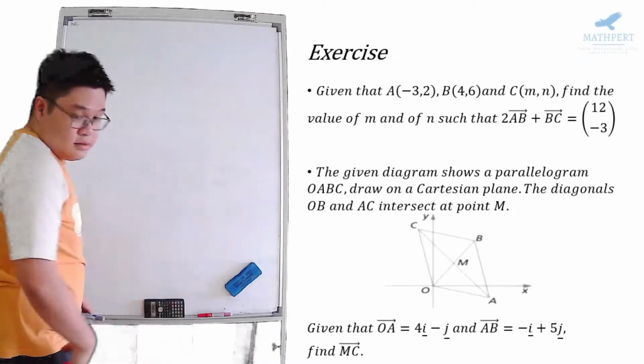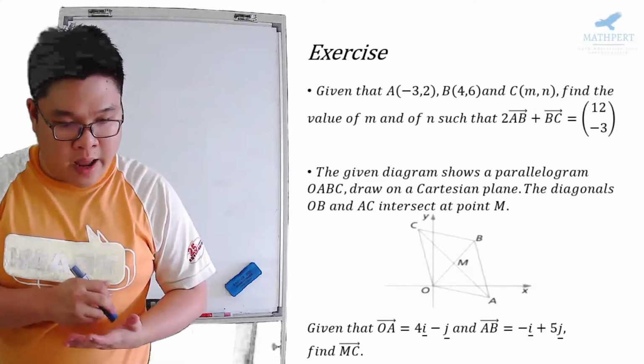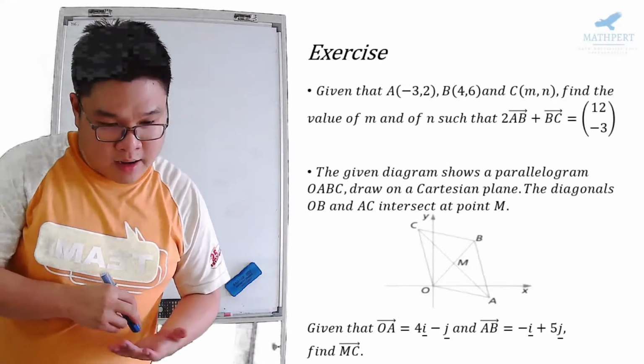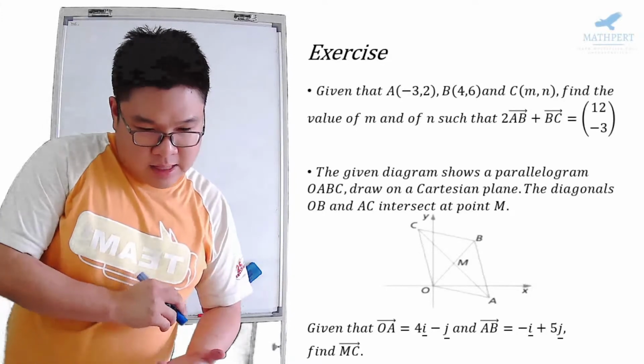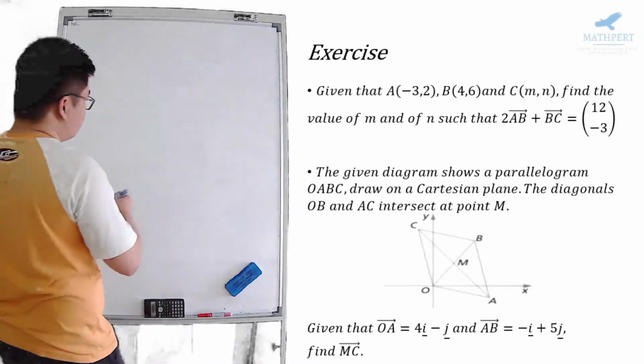Okay, next one. Given that the diagram shows a parallelogram OABC drawn on a Cartesian plane, the diagonals OB and AC intersect at point M. Okay, let me draw this first.